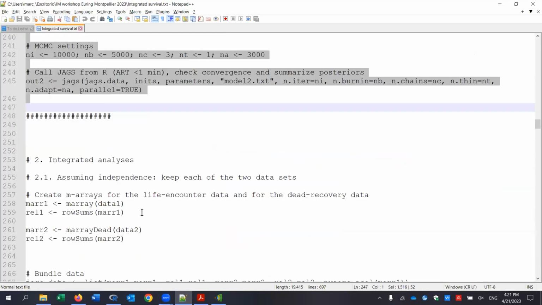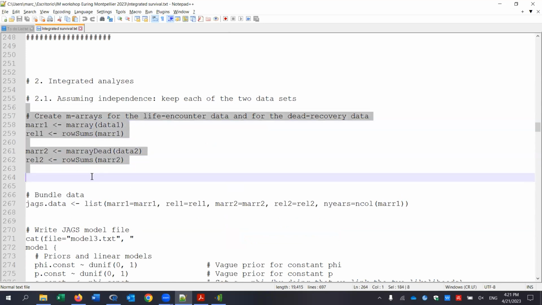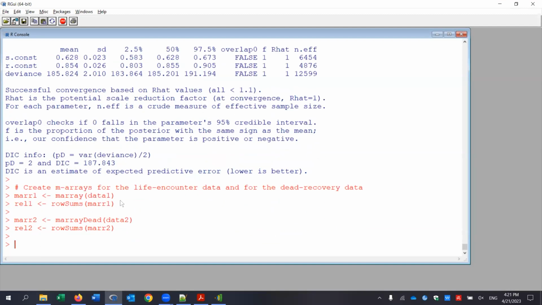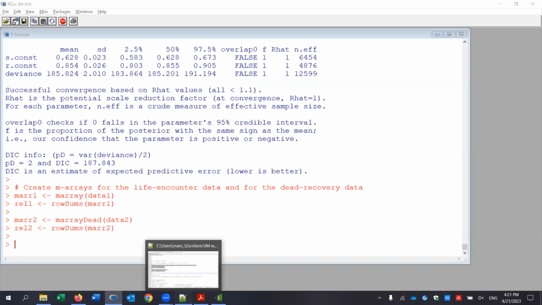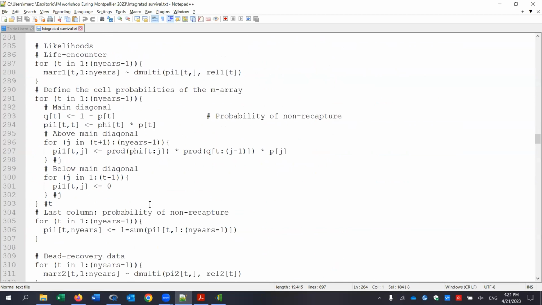And then let's look at the model in JAX. We have these two M-arrays: the one for the capture-recapture data, and the other one, MAR2, for the dead recovery data. So they are the same as we have seen before. Now, what about the model? Basically, we have our two models that we developed first, and we put them all in the same JAX model. That's the first step.